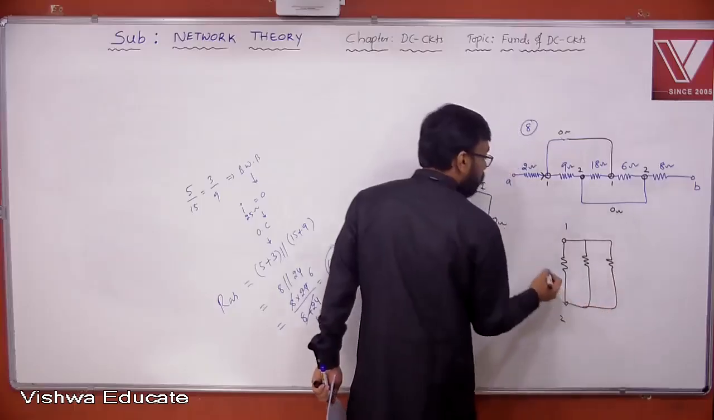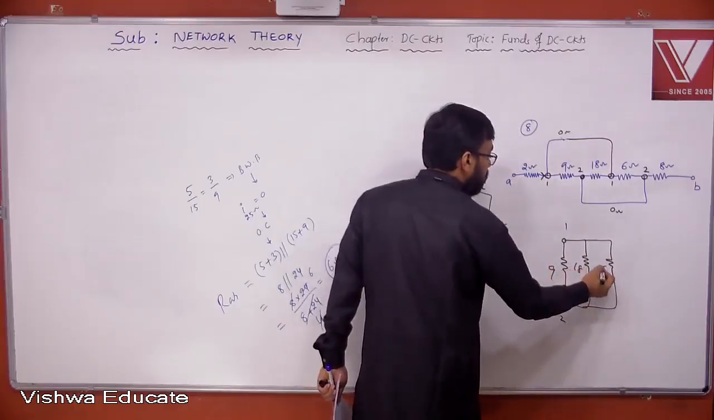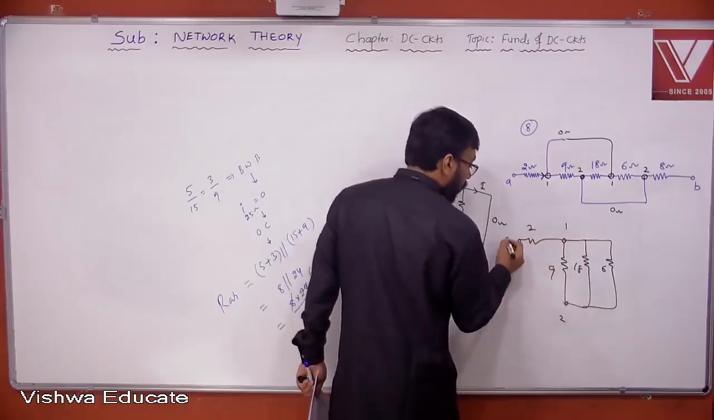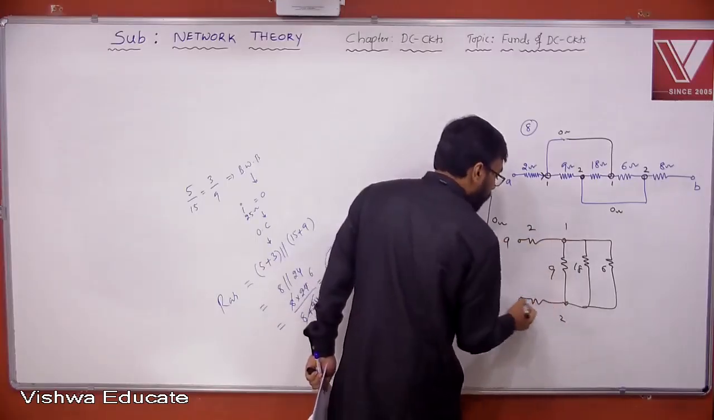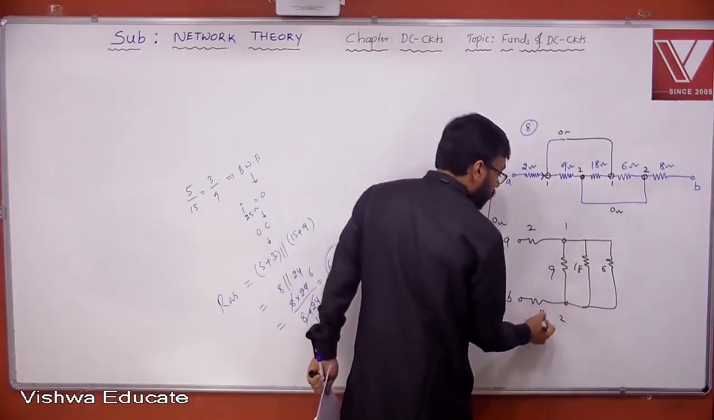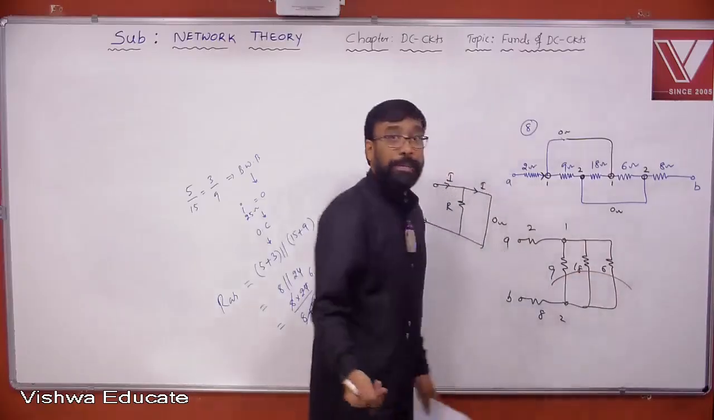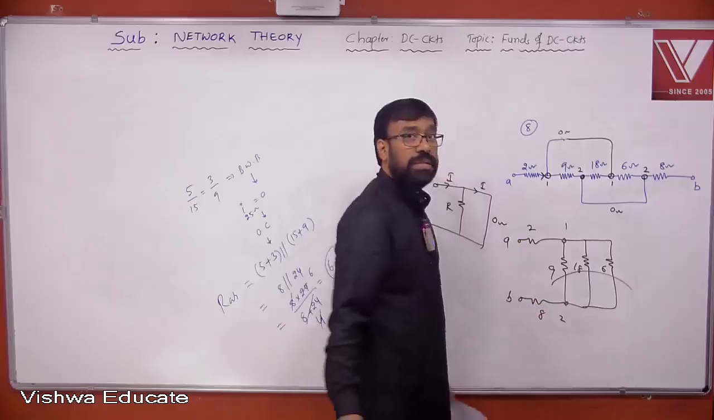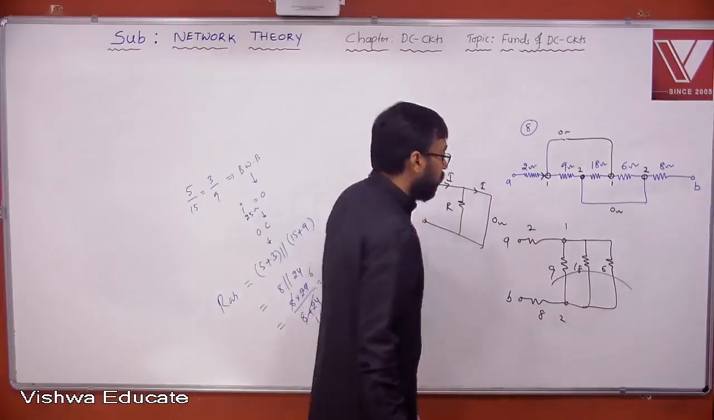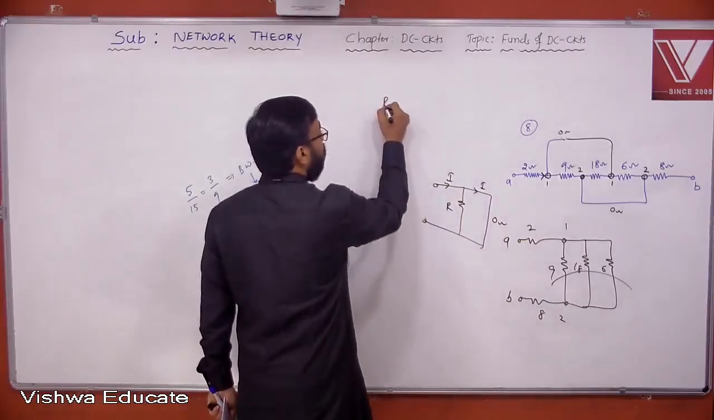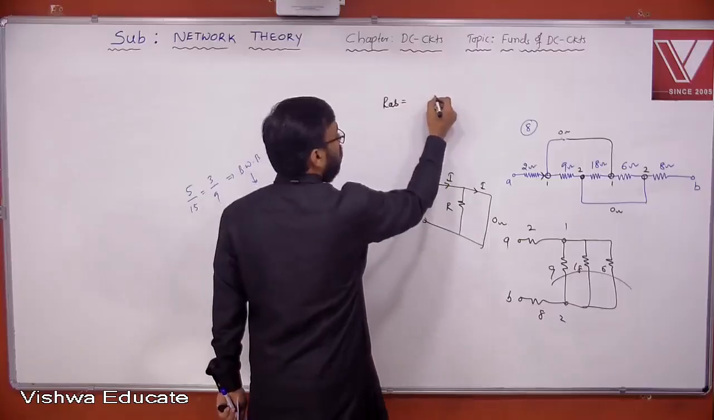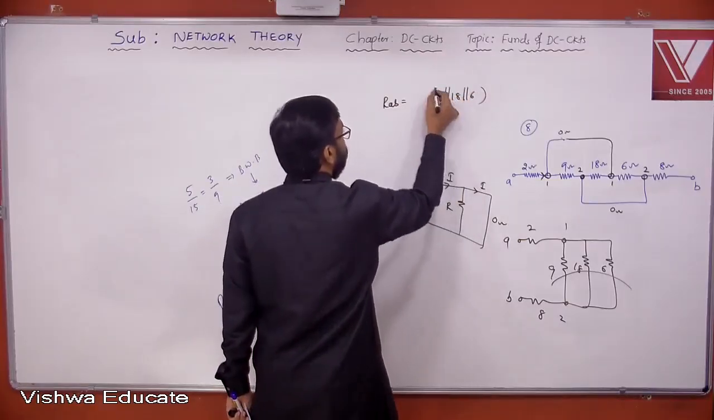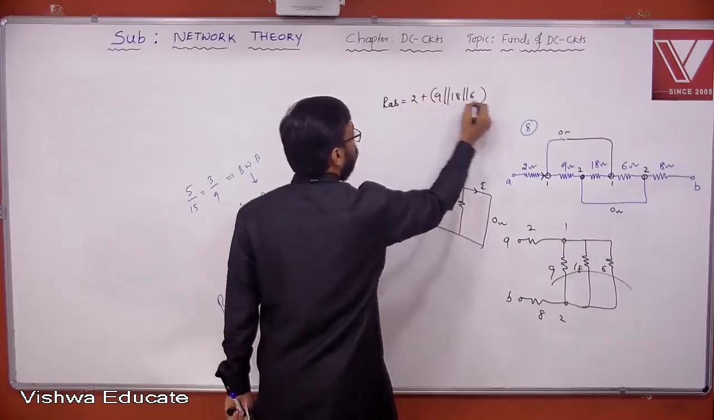Look at this. This is 9, this is 18, this is 6. And between A and 1, what is connected here? 2. Between B and 2, what is connected here? 8. How are these elements connected? The three are in parallel, simple, and that result is in series with 2 and 8. Hope you understand this. Therefore, this R_AB will be 9 parallel 18 parallel 6, plus 2 plus 8.